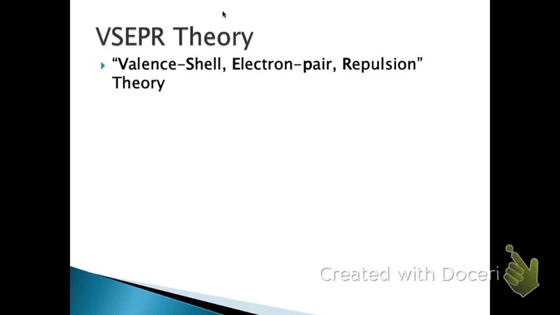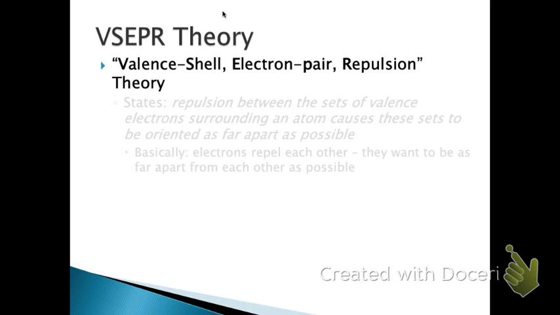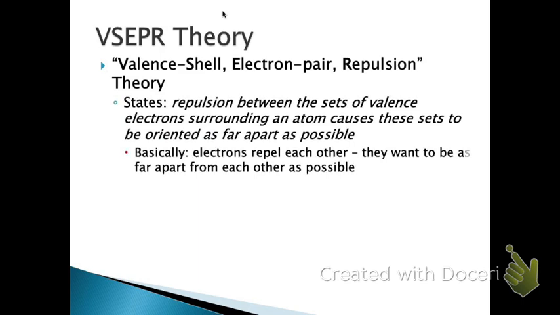If you're going to write down anything, just write down the second bullet of that. Electrons repel each other. They want to be as far apart as possible. The pairs of electrons want to be as far apart from another pair as they can. Repulsion between sets of valence electrons surrounding causes these sets to be as far apart as possible. So if you're going to write down any part of that, just write down that little block: electrons repel each other, and they want to be as far apart as they can be.